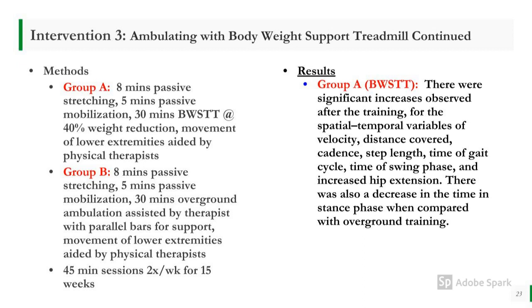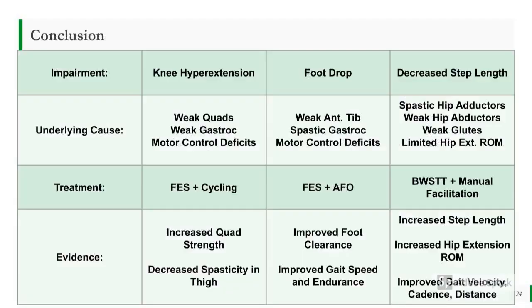It's important to note that the overground training group still showed significant improvement with the overground gait training and neuromuscular re-education that was provided by the physical therapist. So even if you don't have bodyweight supported treadmill training at your clinic, this still is a good option if you do it in parallel bars to reduce spasticity and improve overall coordination in a gait patient.